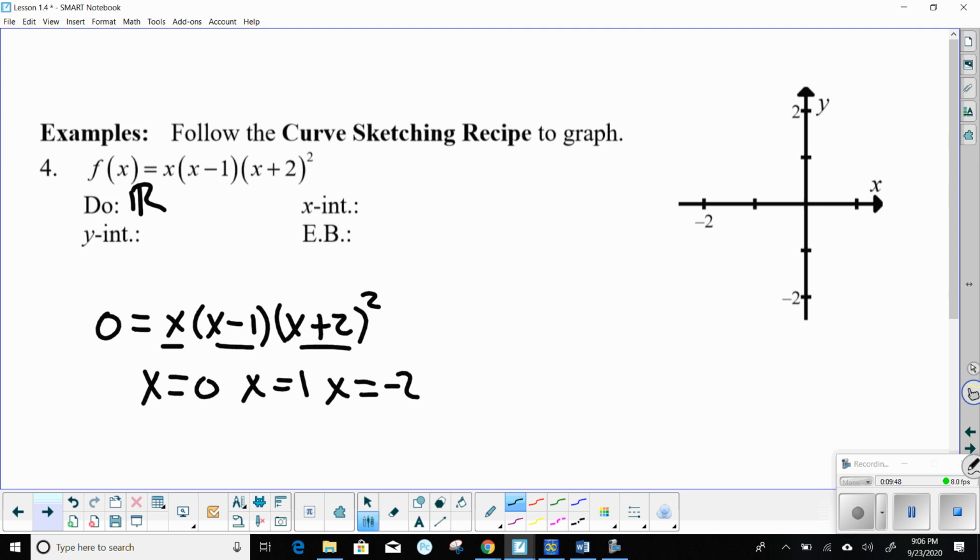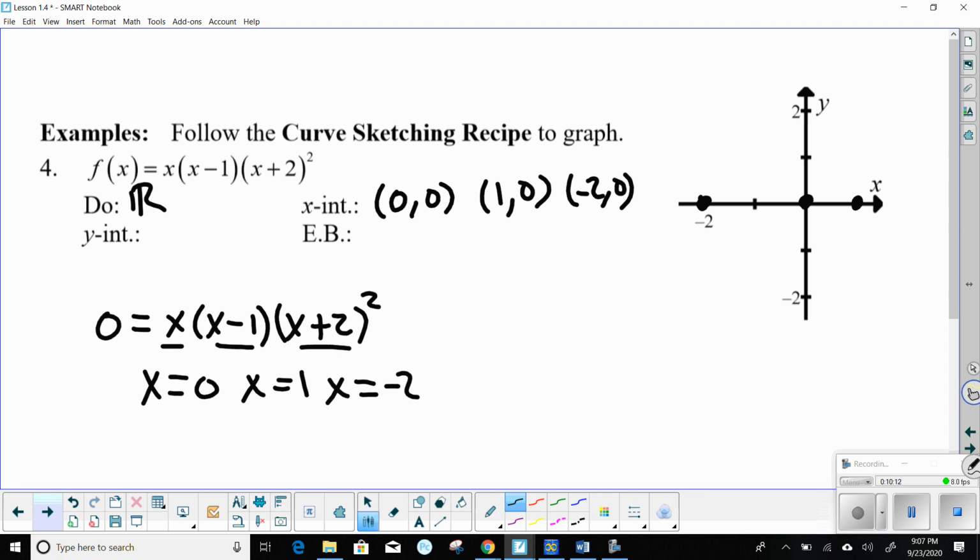Now, since it asks for x-intercepts, let's write them as coordinate points. x was 0, y was 0. x was 1, y was 0, and x was -2, y was 0. So it's got 3 x-intercepts. Let's put those points on the graph. So we know it crosses at (0, 0), at (1, 0), and at (-2, 0).